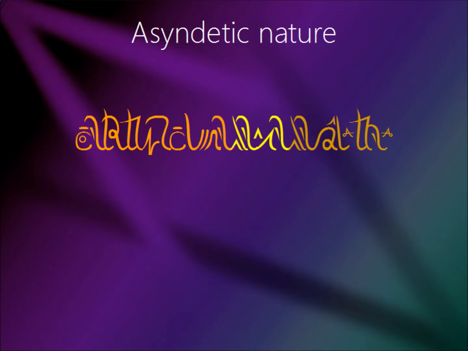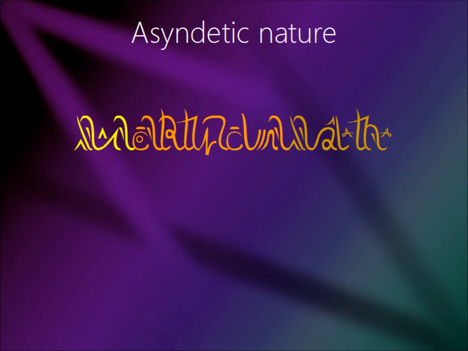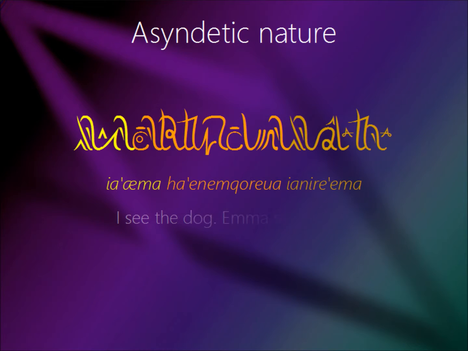We can play with the word order for subtle differences. Ia aima ha enem koreua ia nire Emma. I see the dog, Emma sees it too. Keep this in mind, because we haven't said anything so far about the protagonist of this video, the separator, ta.